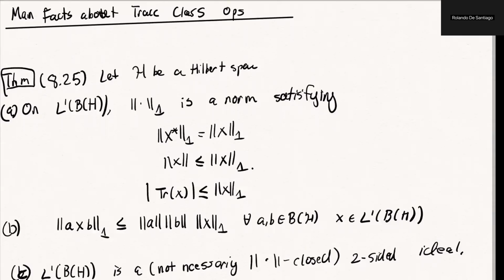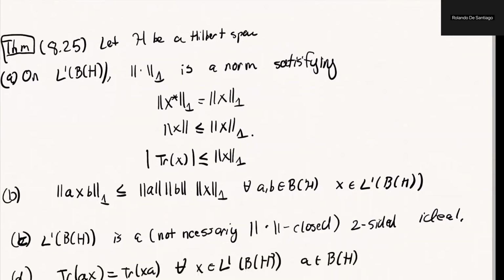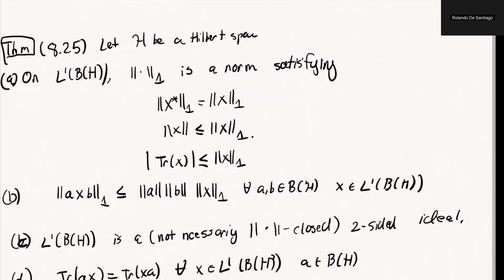Next, if we mix and match elements, some from B of H, some which are trace class, in the following order, A, X, B, the one norm of that product is less than or equal to the product of the operator norms of A and B and the one norm of X. So in particular, if X is trace class, then all of this is finite. Or actually, the one norm of AXB is finite. So summarizing what that means, the set of trace class operators is a not necessarily norm closed two-sided ideal.